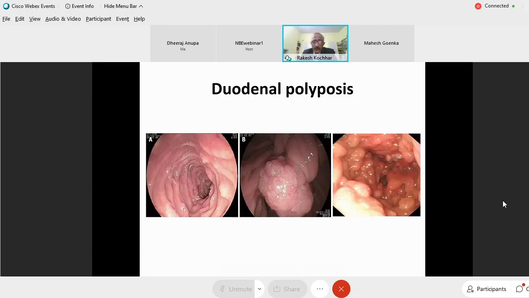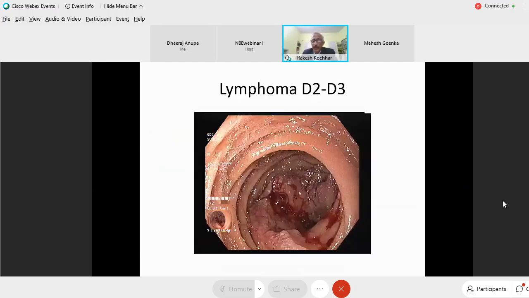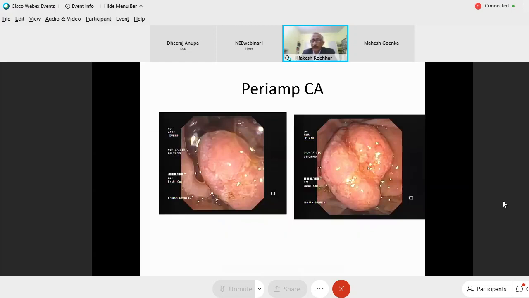Then you can have just these small nodules in the folds. This was a part of polyposis syndrome, multiple duodenal adenomas, or you may have a single large polypoidal lesion, duodenal adenoma. Lymphoma, no way that you can differentiate it from carcinoma, except if the lesion is multicentric, then you make a possible diagnosis of lymphoma. Otherwise, between carcinoma and lymphoma, you have nothing much to choose in the duodenum.